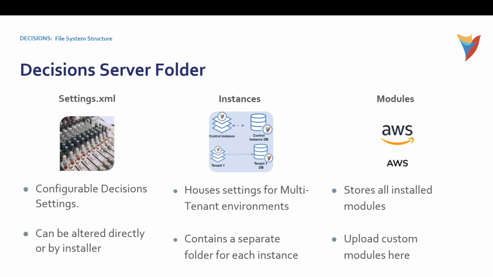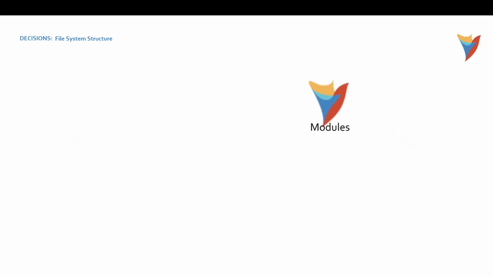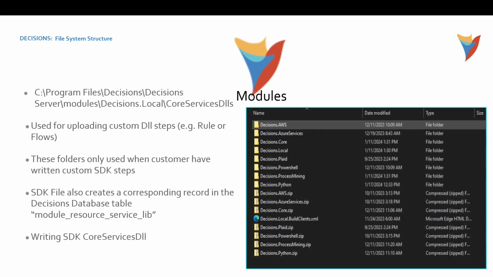The last thing I want to do is talk about modules, because this is where a lot of Decisions integration functionality comes from. So if you navigate to C, Program Files, Decisions, Decision Server, Modules, Decisions.Local, and Core Service DLLs, you can write your own custom SDK, software development kit, core service DLLs. So you can make your own flows and rules and add them to the Decisions environment here.